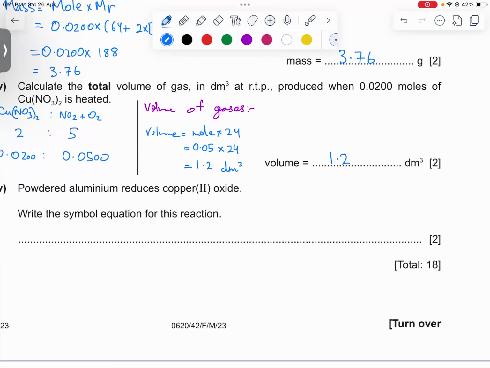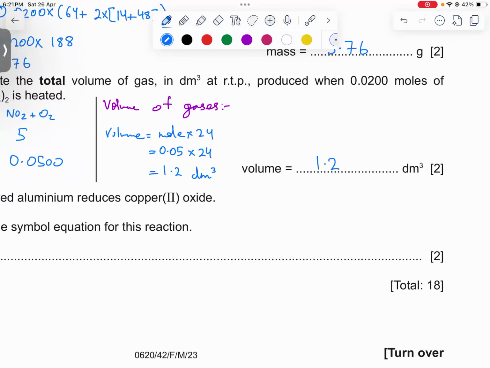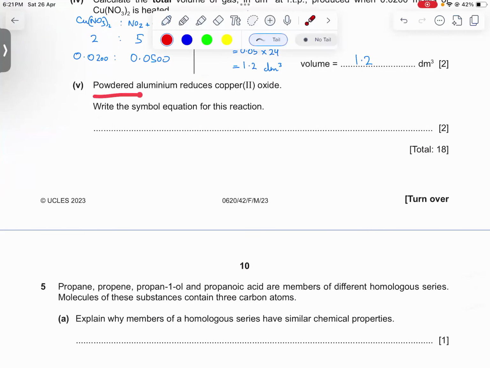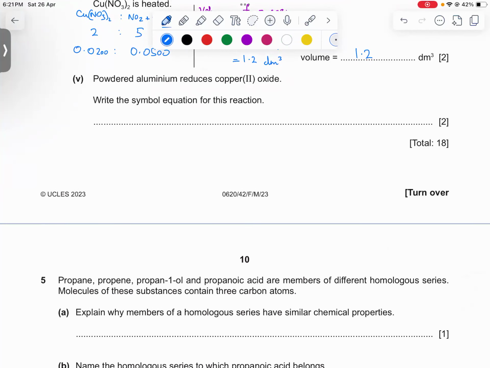1.2 dm cube, that should be our final answer. Next question: powdered aluminium reduces copper oxide. Write the simple equation for this reaction. So to write the simple equation, not the ionic equation.